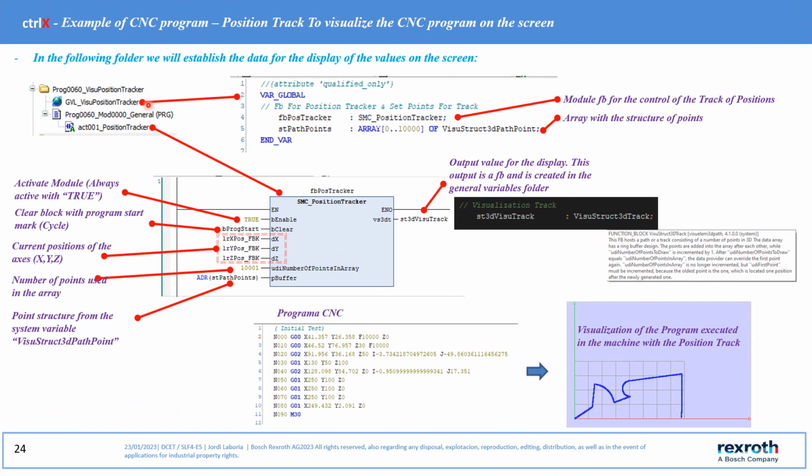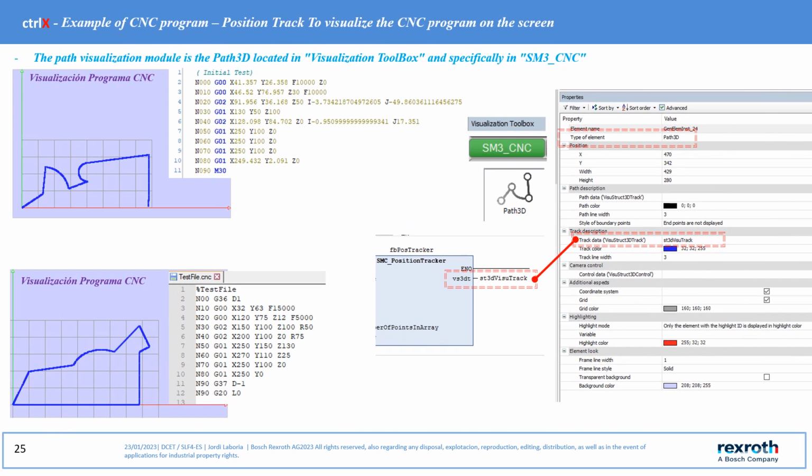In the following folder, we are going to establish the data to show the visualization of the executed CNC program. For this, we will use the SMC position tracker module that will allow us to show the path of movement on a screen. The module to generate the path on the screen is located in the visualization toolbox, and more specifically in SM3 CNC. To enable it, we must use the structure defined above, and that should be placed in the output of the SMC position tracker module.